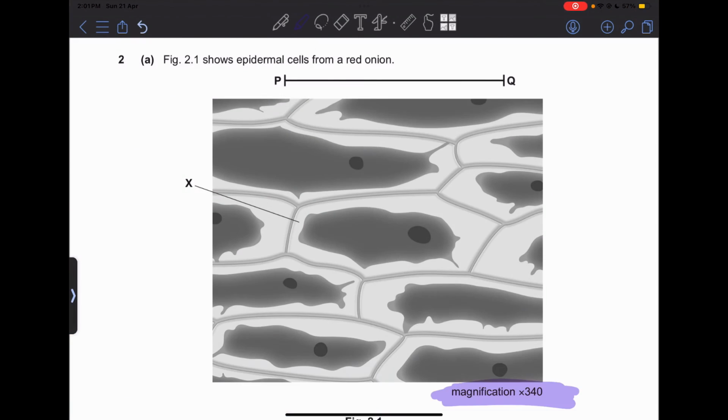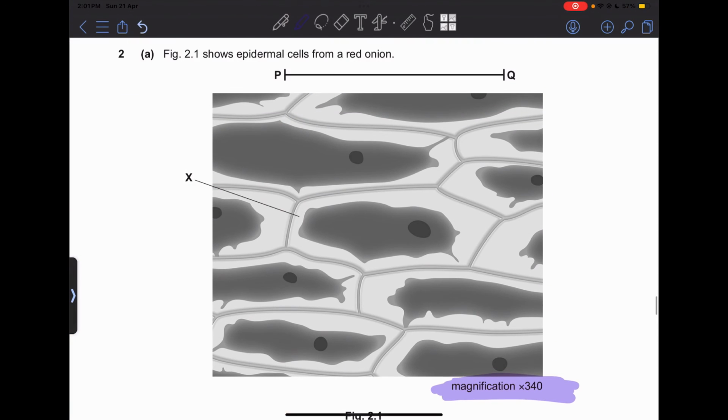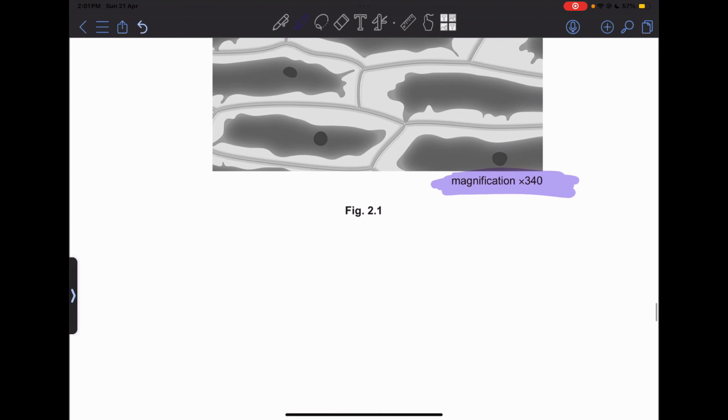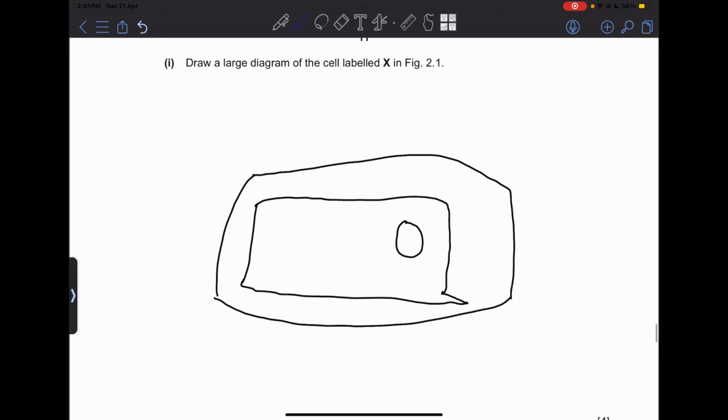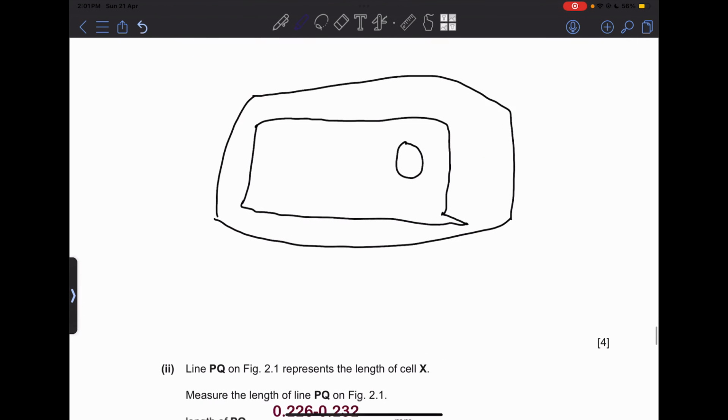Number 2, 2a, figure 2.1 shows epidermal cells from a red onion. And make sure to note the magnification. It's written over here. And let's see the question. Draw a large diagram of the cell labeled X in figure 2.1. Now, of course, my drawing looks terrible. This is because I'm drawing on a tablet, you guys, and it's very hard to get them side to side. But this is the idea you should get.